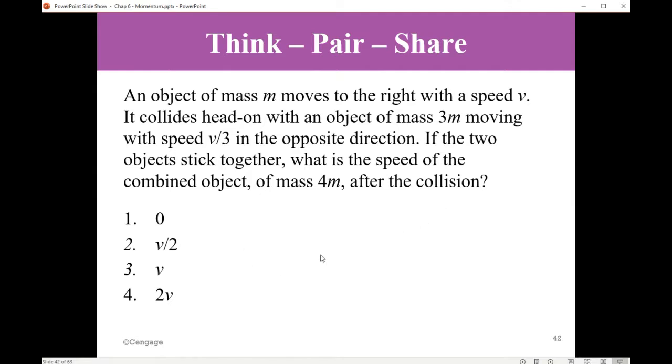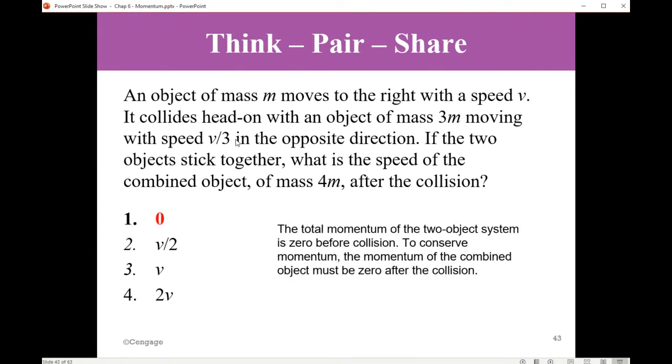So to solve this problem, you need to conserve momentum. Before collision, you are talking about two objects, one with mass m and velocity v, so the momentum is mv. The other with mass 3m and velocity v over 3, so the momentum again is mv. This is moving to the right, the other moving to the left, so the momentum before collision was 0. mv minus mv is 0. Therefore, after collision, the momentum must also be 0.